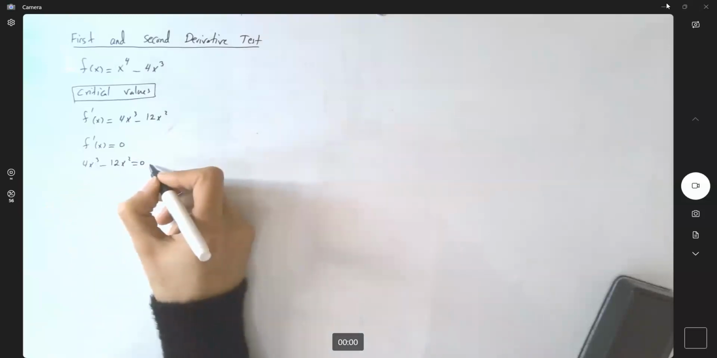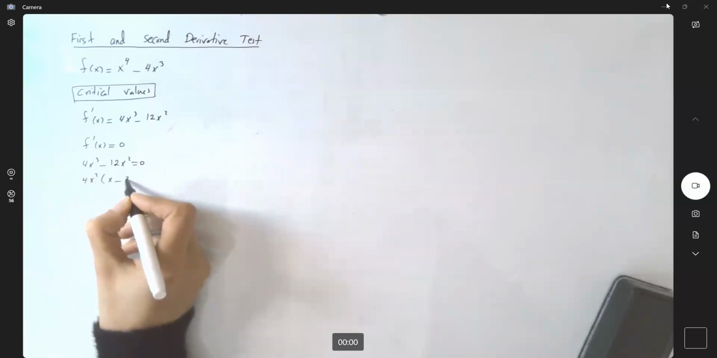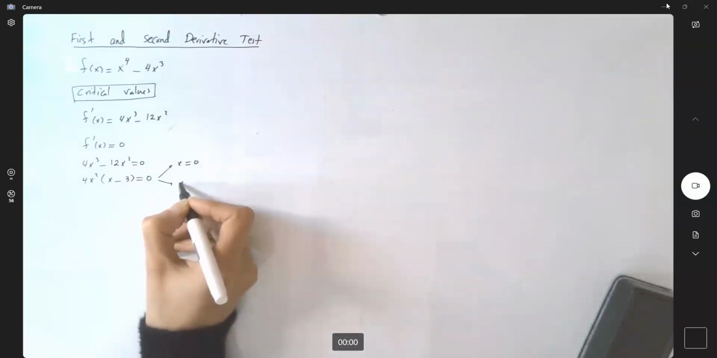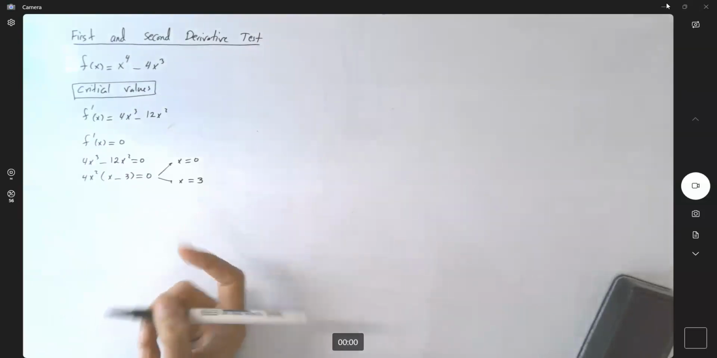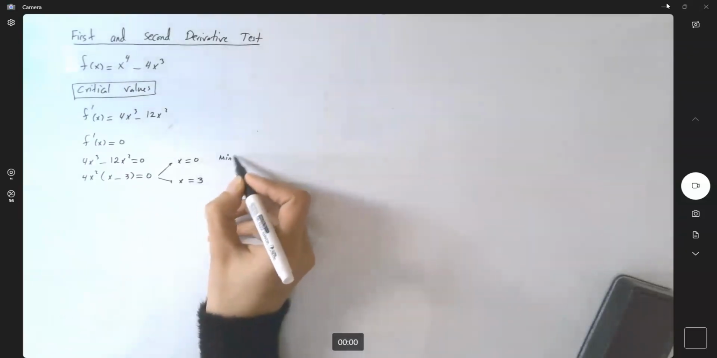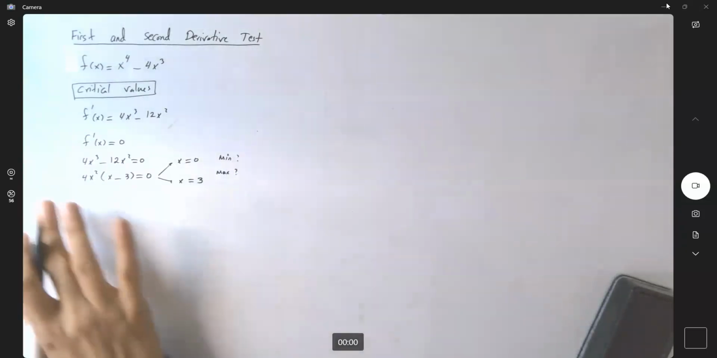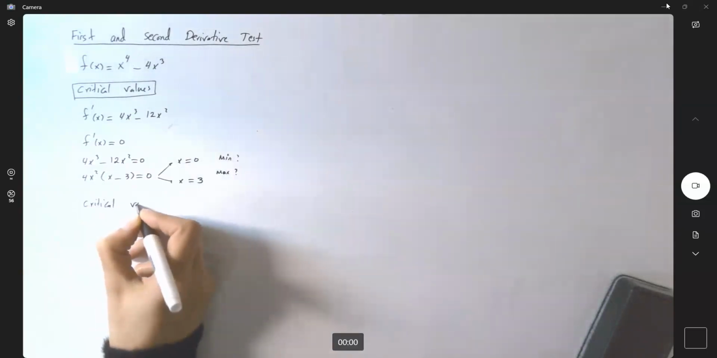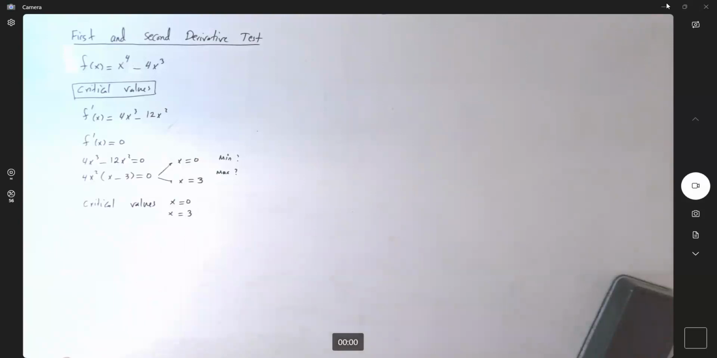Now we're going to do a little bit of algebra. So 4x squared times (x minus 3) is equal to 0. It means that x is 0 or x is 3. We get two possible values. I don't know which one is the minimum and which one is the maximum. These are my critical values. One of them is 0 and the other one is 3.